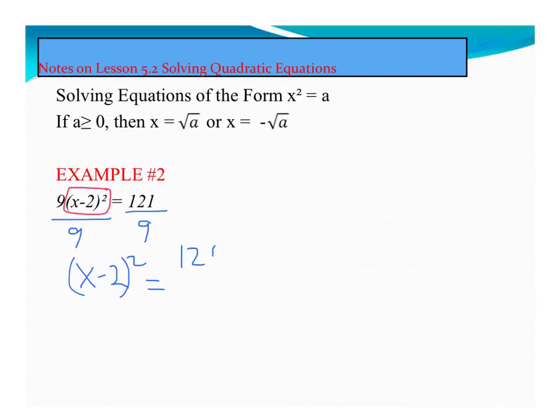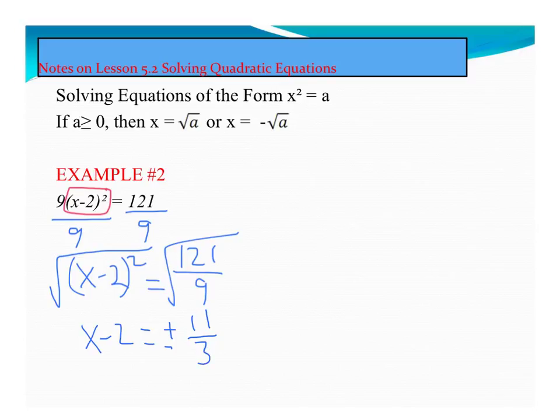That won't simplify out nicely, so I'm just going to leave it as 121 over 9. And what you'll notice is when I square root both sides to get rid of that squared part right up here, I want to get rid of the squared, so to undo that I do the square root. I have x minus 2 equals plus or minus the square root of 121 over 9. Well, the square root of 121 is 11. Square root of 9 is 3. Oops, not 9, 3.